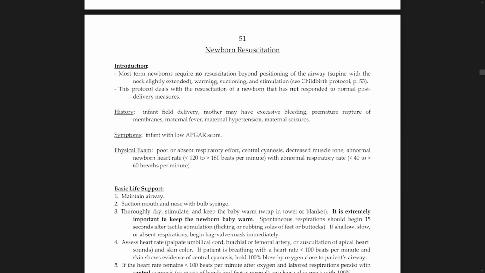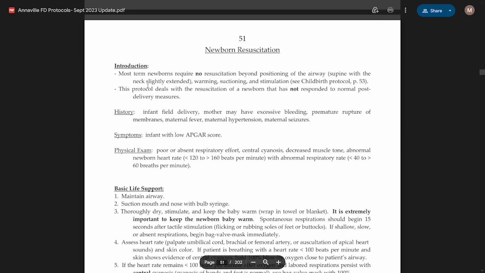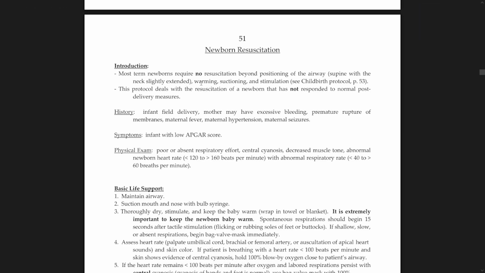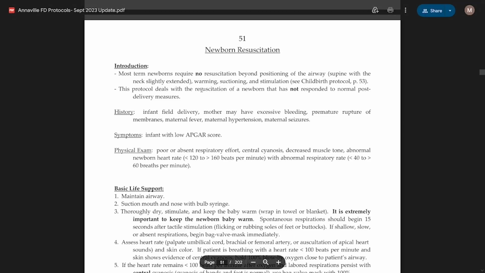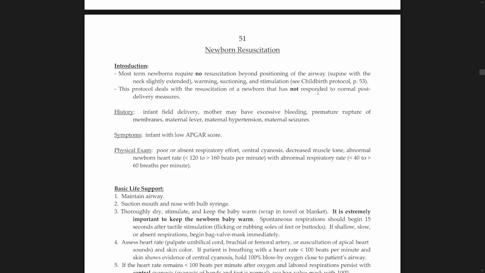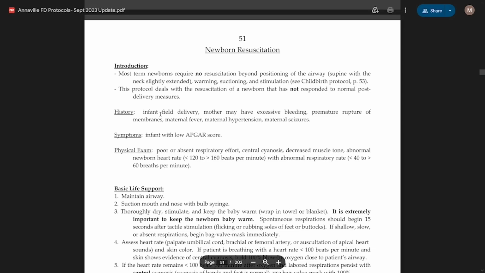Newborn resuscitation. Most term newborns require no resuscitation beyond positioning of the airway, supine with the neck slightly extended, warming, suctioning, and stimulation. See Childbirth Protocol, page 53. This protocol deals with the resuscitation of newborns that have not responded to normal post-delivery measures.